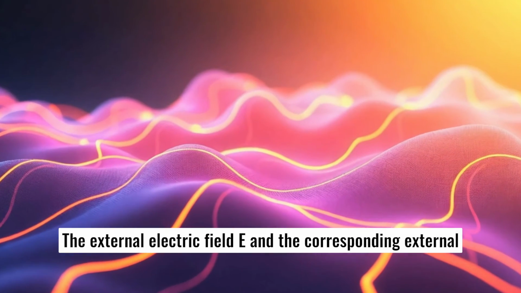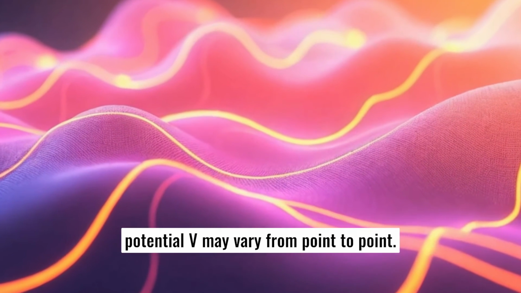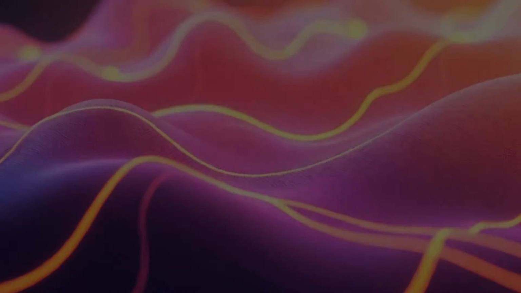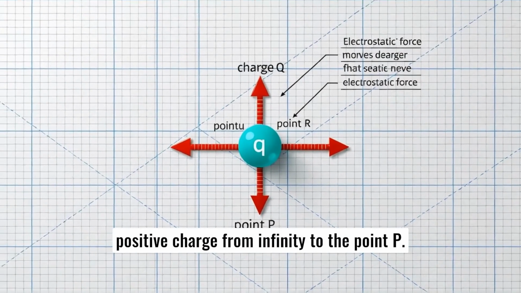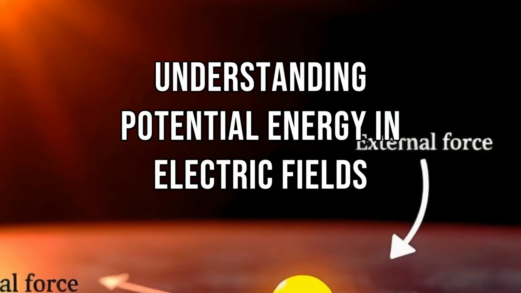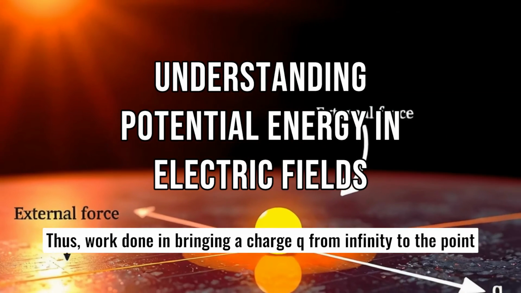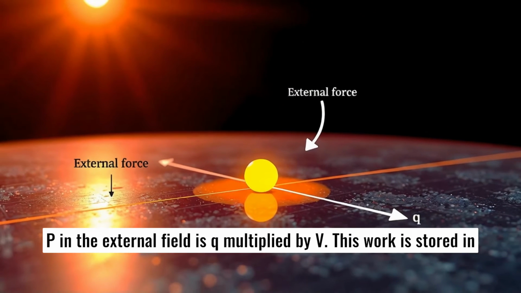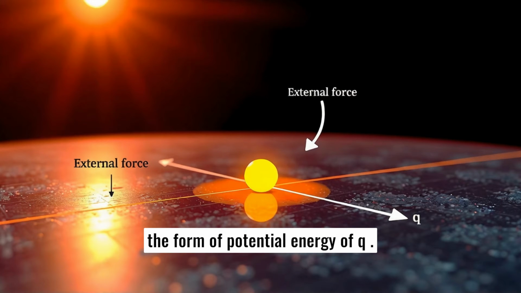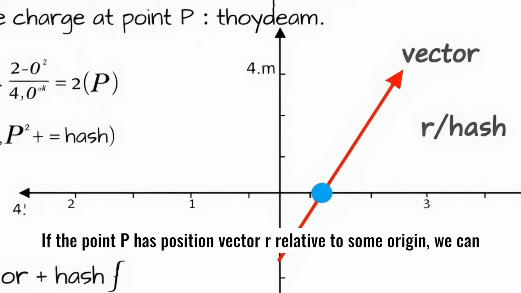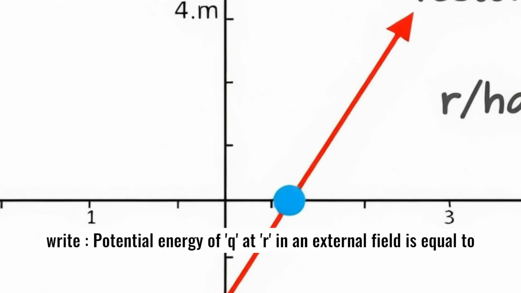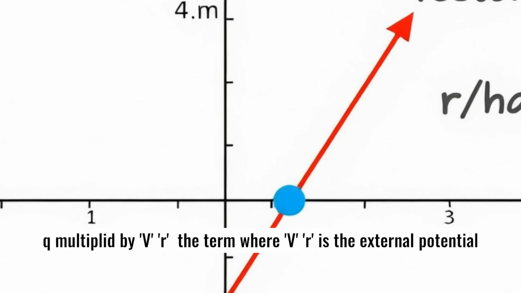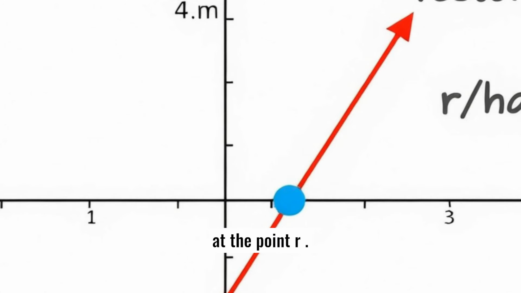The external electric field E and the corresponding external potential V may vary from point to point. By definition, V at a point P is the work done in bringing a unit positive charge from infinity to the point P. Thus, work done in bringing a charge Q from infinity to the point P in the external field is Q multiplied by V. This work is stored in the form of potential energy of Q. If the point P has position vector R relative to some origin, we can write potential energy of Q at R in an external field equals Q multiplied by V of R, where V of R is the external potential at the point R.